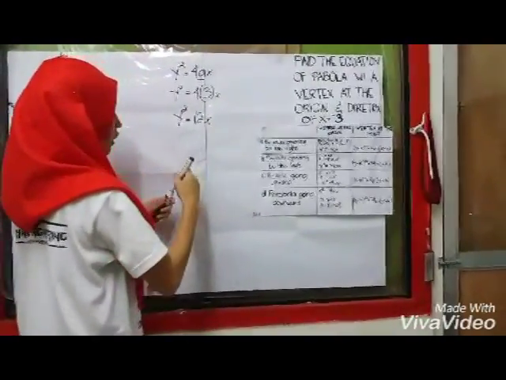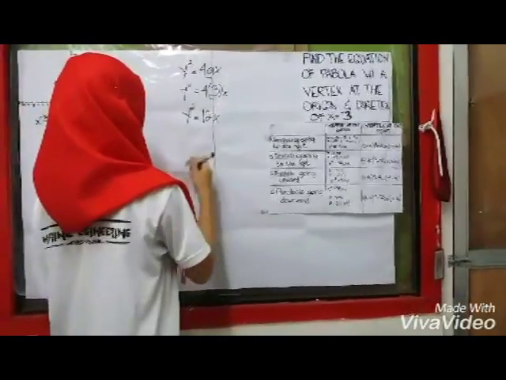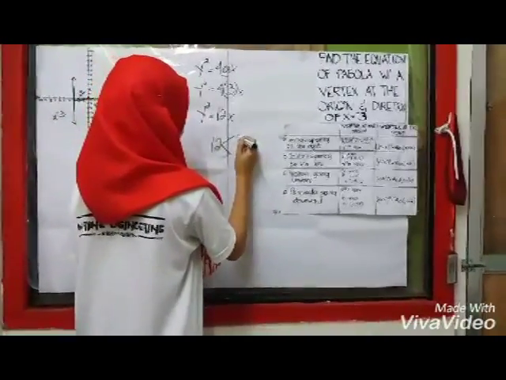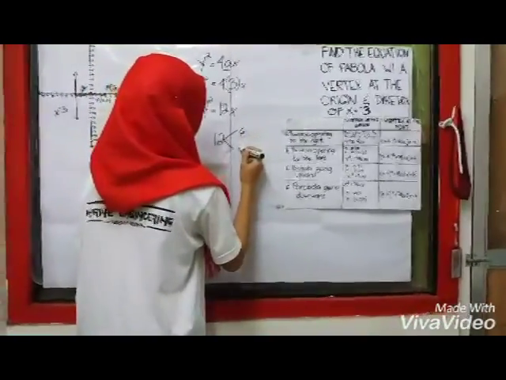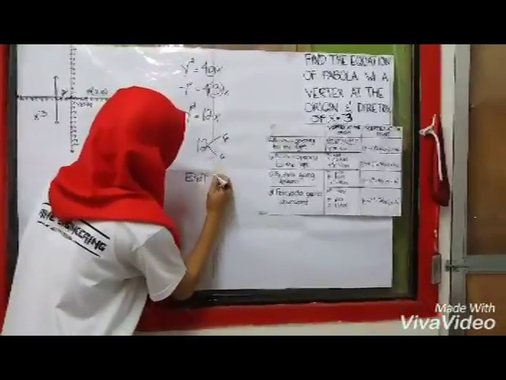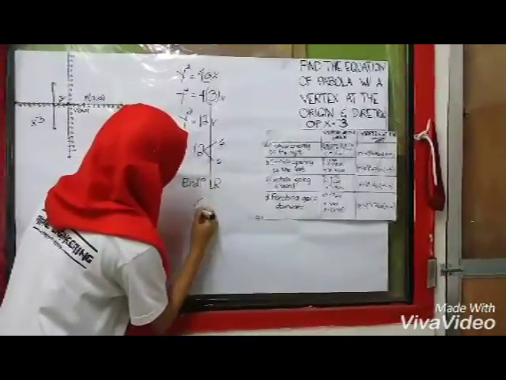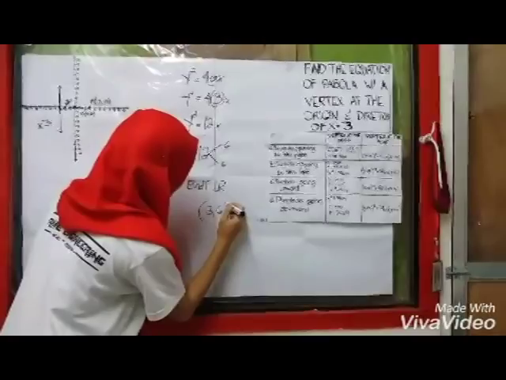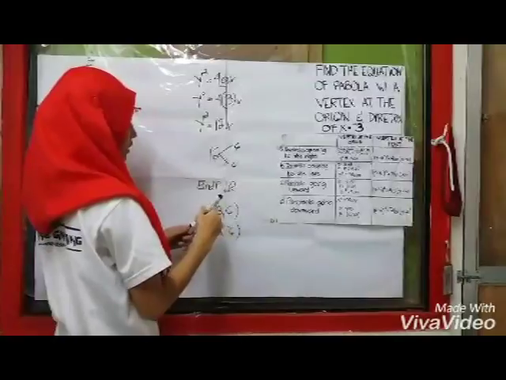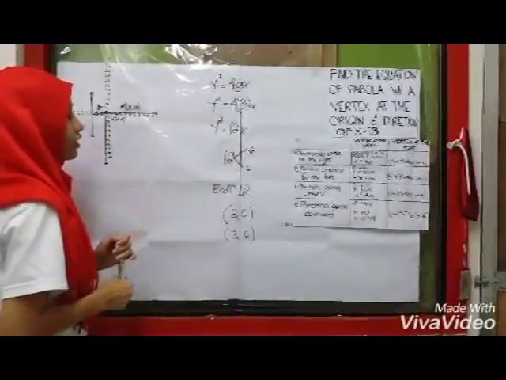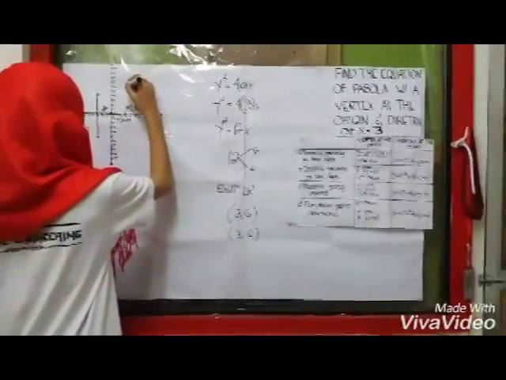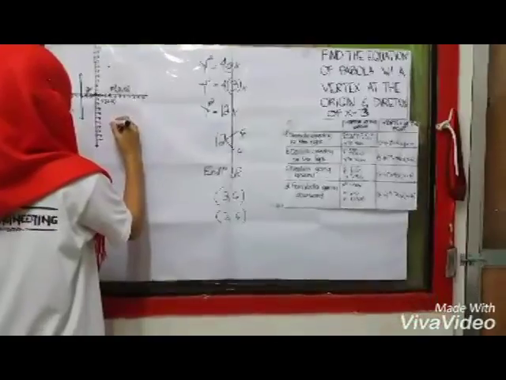That gives 12x. Now we can locate the endpoints of the latus rectum. It is 12, and we're going to split it into 2, so we have 6. Our endpoints of the latus rectum are (3, 6) and (3, -6). Now, let's sketch our endpoints of the latus rectum, which are (3, 6) here, and (3, -6).